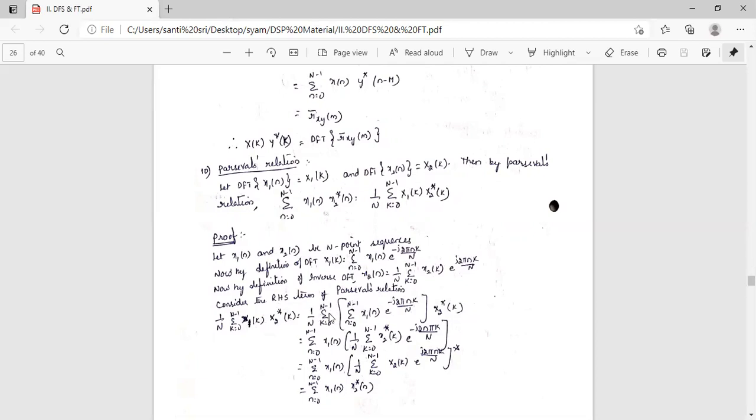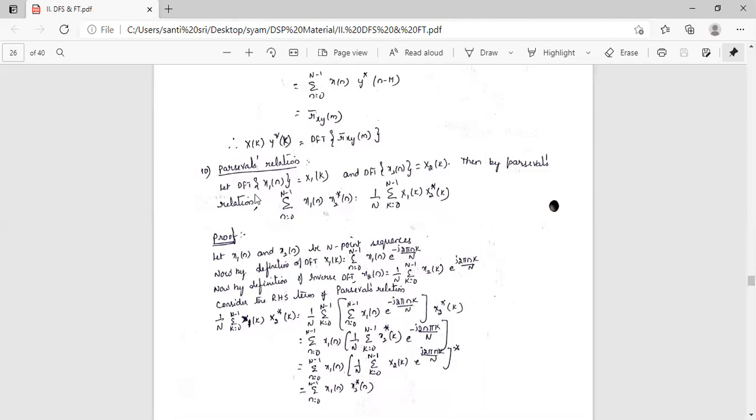So by changing the order of summation, sigma n equal to 0 to N minus 1 x1 of n into 1 by N sigma k equal to 0 to N minus 1 x2 star of k into e power minus j 2 pi n k by N, right? So it will become sigma n equal to 0 to N minus 1 x1 of n into 1 by N into sigma k equal to 0 to N minus 1 x2 of k into e power j 2 pi n k by N, whole star. Okay, whole star, right? So it will become sigma n equal to 0 to N minus 1 x1 of n into x2 star of n, hence proved.